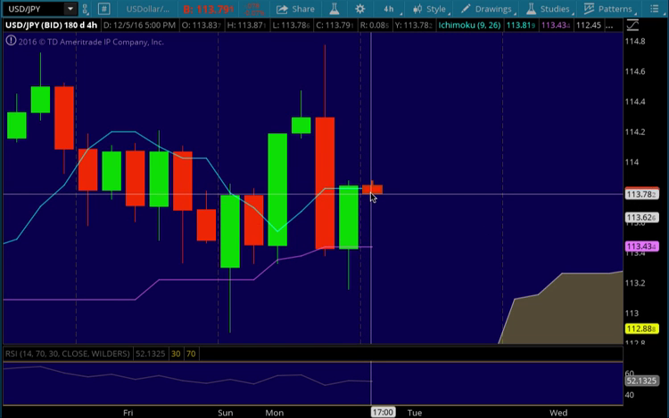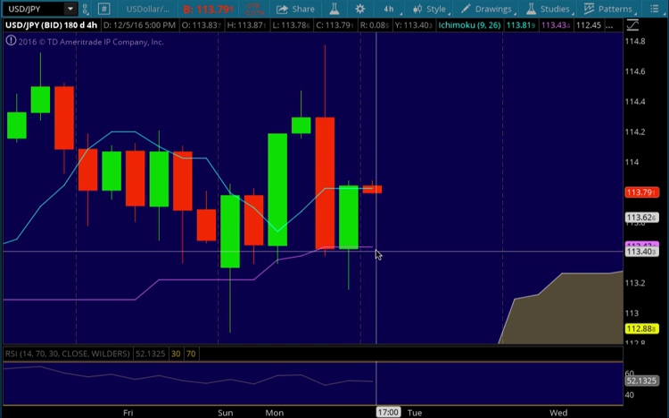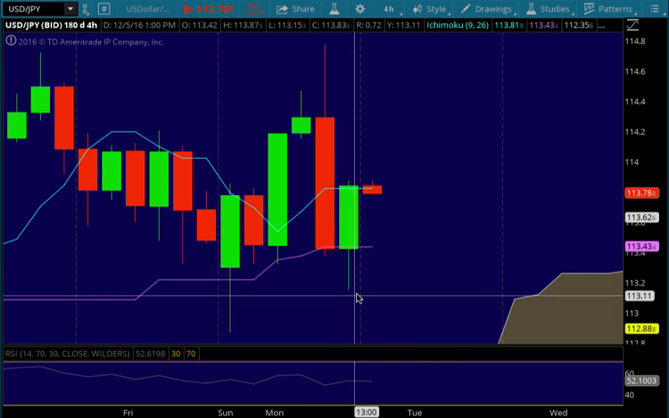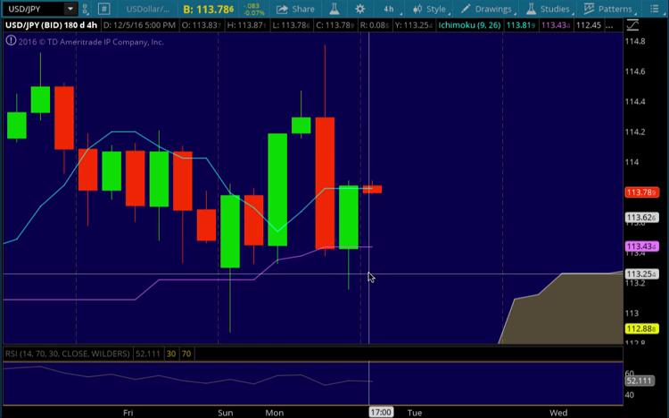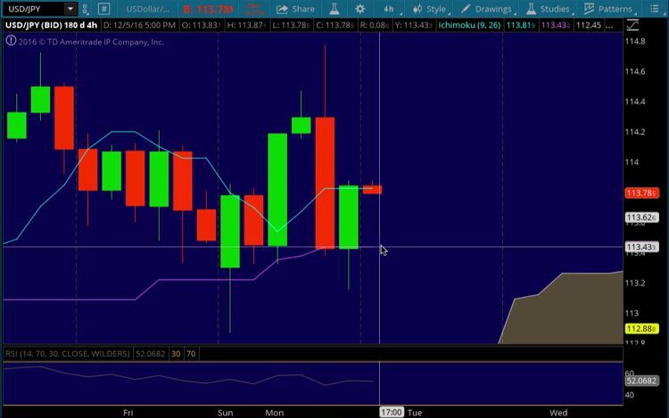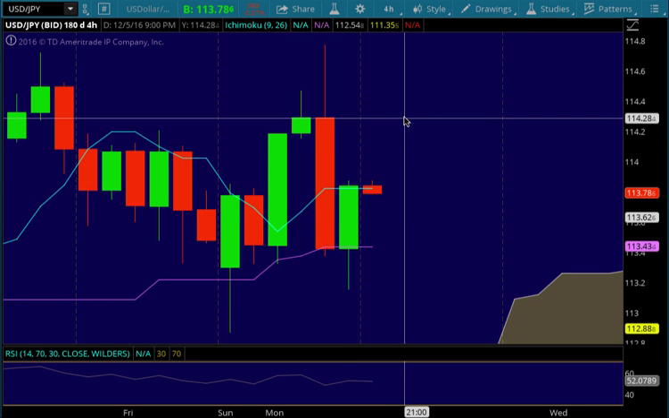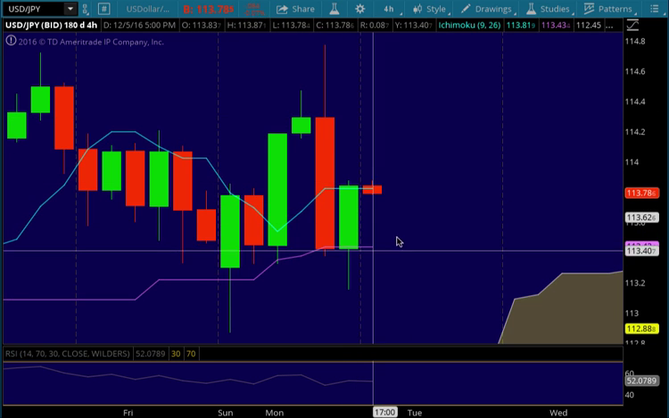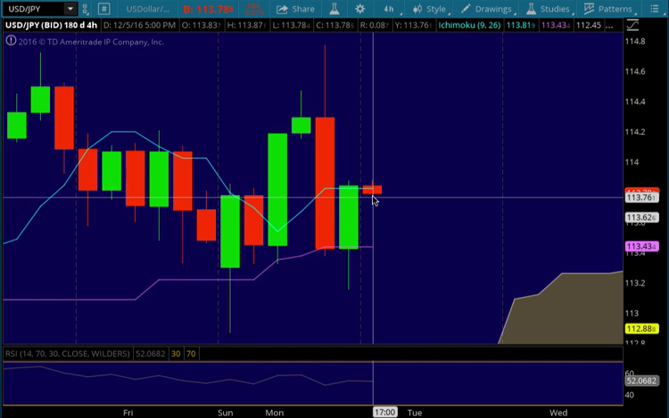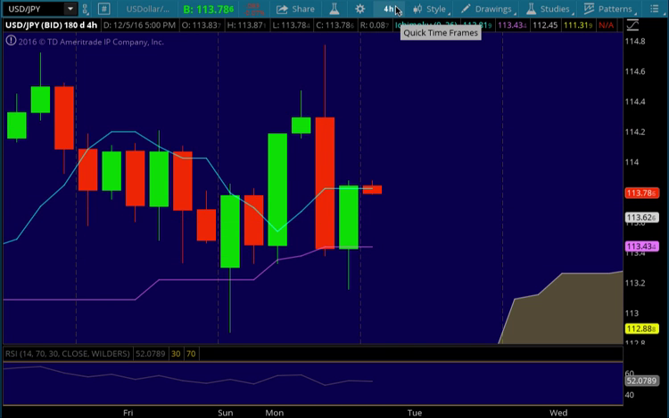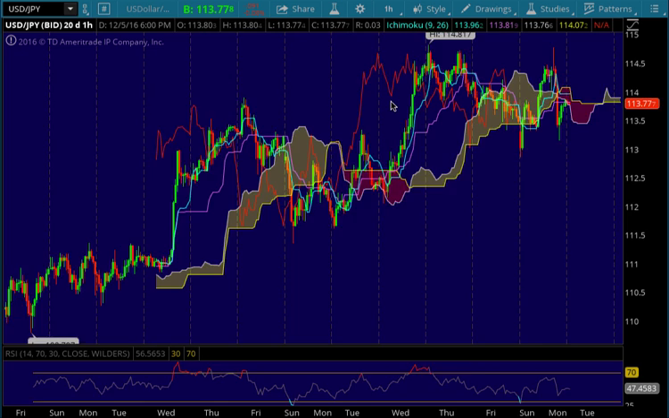So if we do continue to sell into this evening into the Asia Open, do look for potential for support down here at 113.43 on the 4-hour time frame. If you are looking to short the dollar yen pair here or potentially get long commodities such as gold or silver. Let's go down to the hourly time frame.